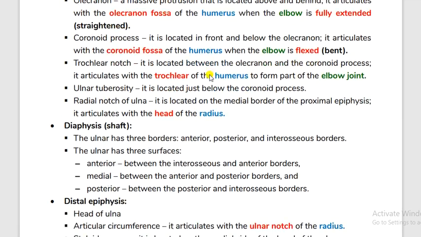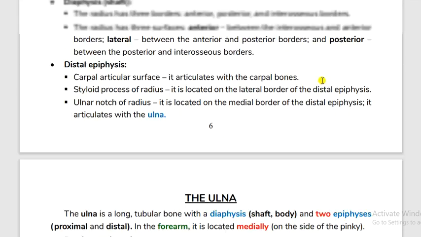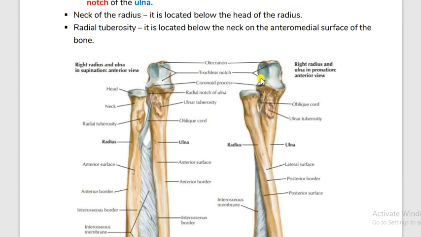There is a trochlear notch. The trochlear notch is located between the olecranon and the coronoid process. It articulates with the trochlea of the humerus to form part of the elbow joint. This is the trochlear notch here.